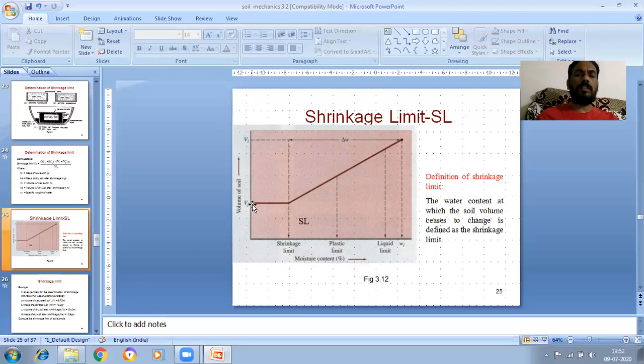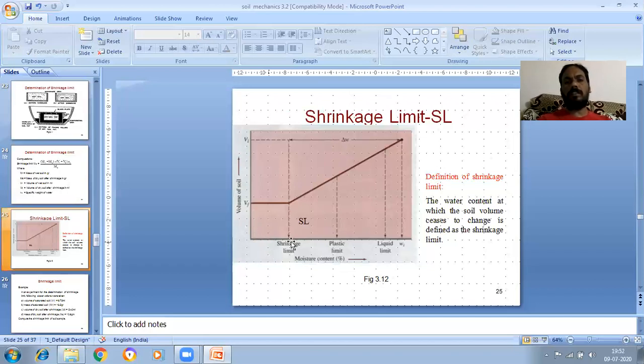Further, even though you put it in the oven or whatever it is, it will not reduce. Even if you reduce the moisture content further, the volume of the soil will not change. The only thing that will happen is the water occupying the voids will move out, and in its place air will be there. So the volume will not change, maybe the weight will change. Obviously, air has negligible weight, whereas water has considerable weight. That's why weight will change, but volume will not.